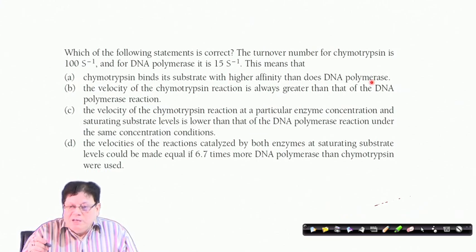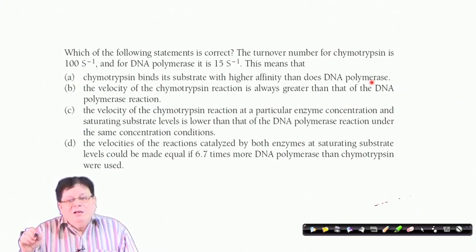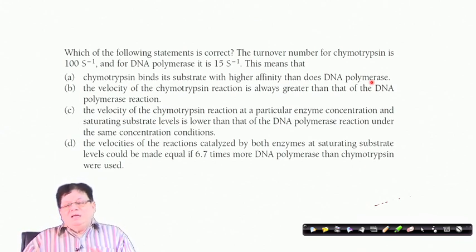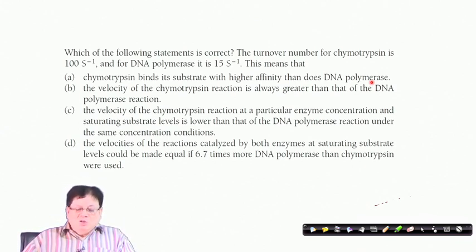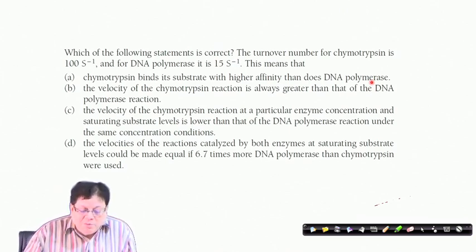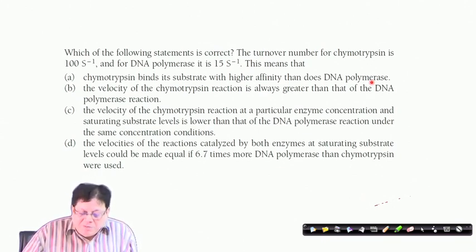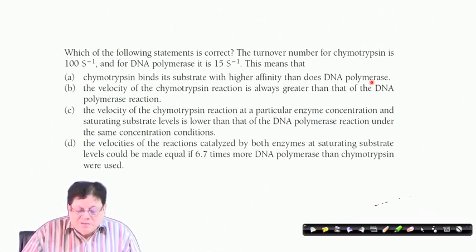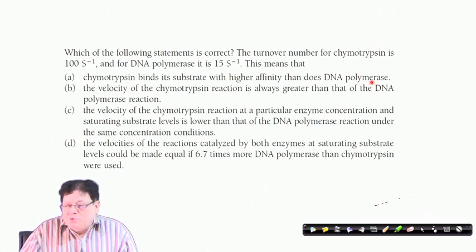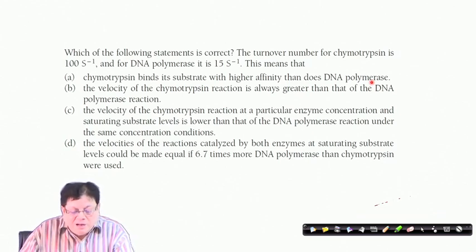In the equation also, in K2, you have seen Vmax equal to K2 into your enzyme concentration. There is no mention of any Km in that equation. So, the first one is incorrect, you cannot say that. The second one, the velocity of the chymotrypsin reaction is always greater than that of DNA polymerase reaction, whether this is true or not. If you use the same enzyme concentration for chymotrypsin as well as for DNA polymerase, then this statement becomes true, but nothing is written about it.